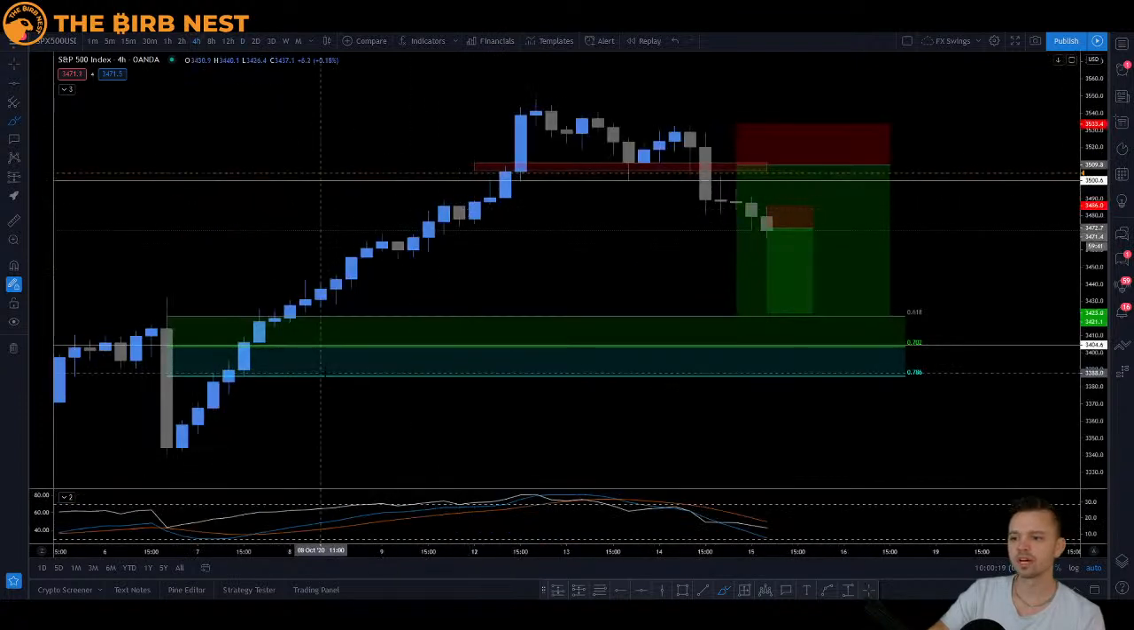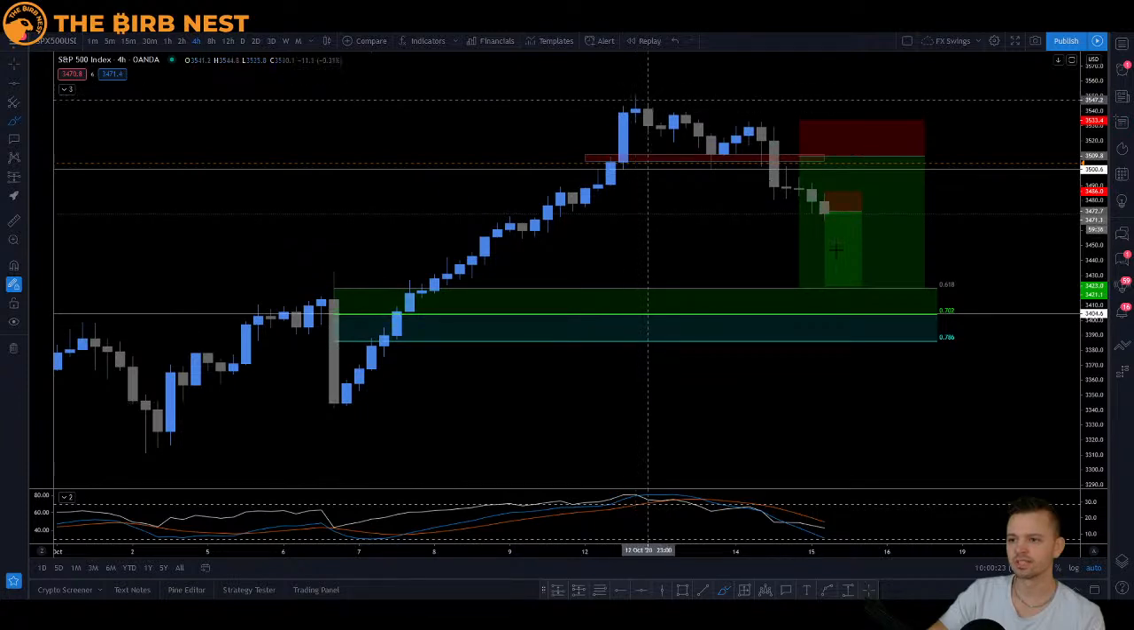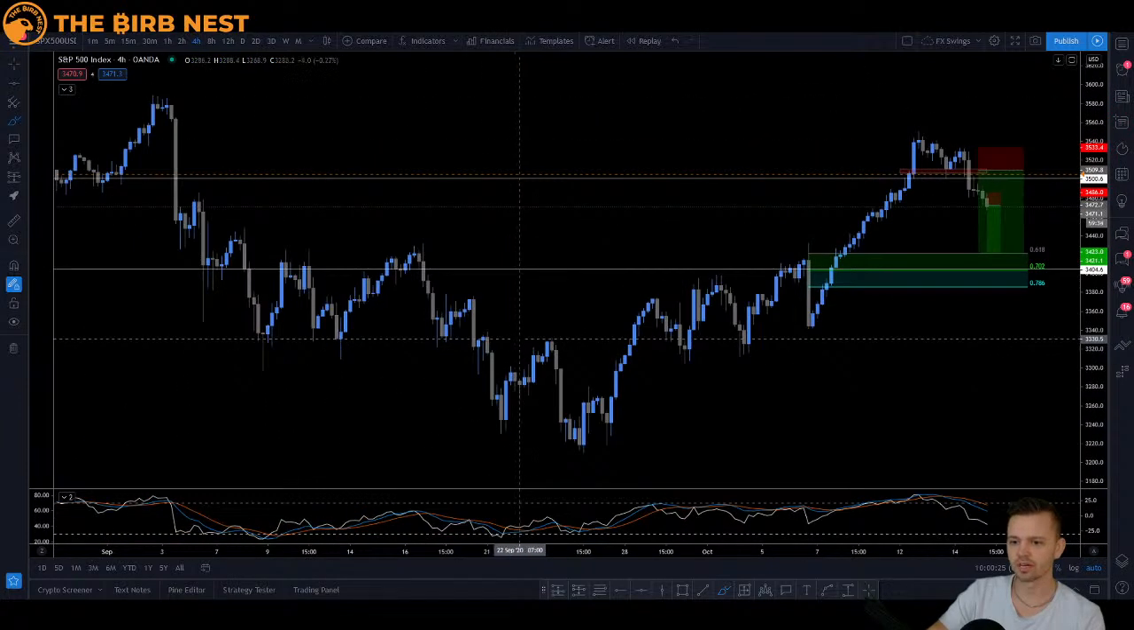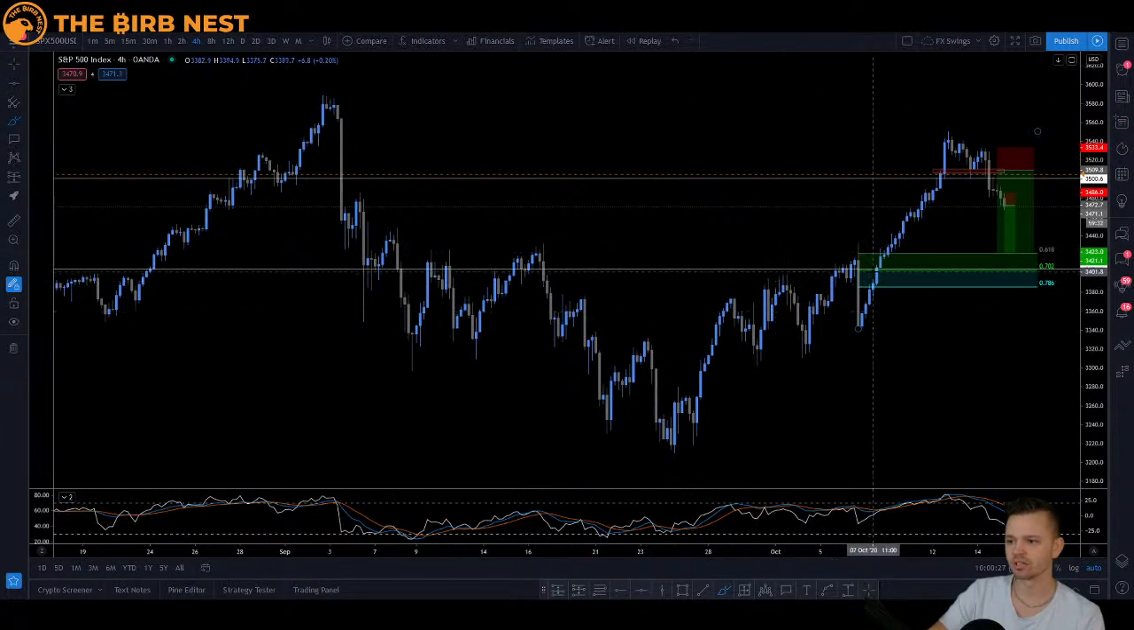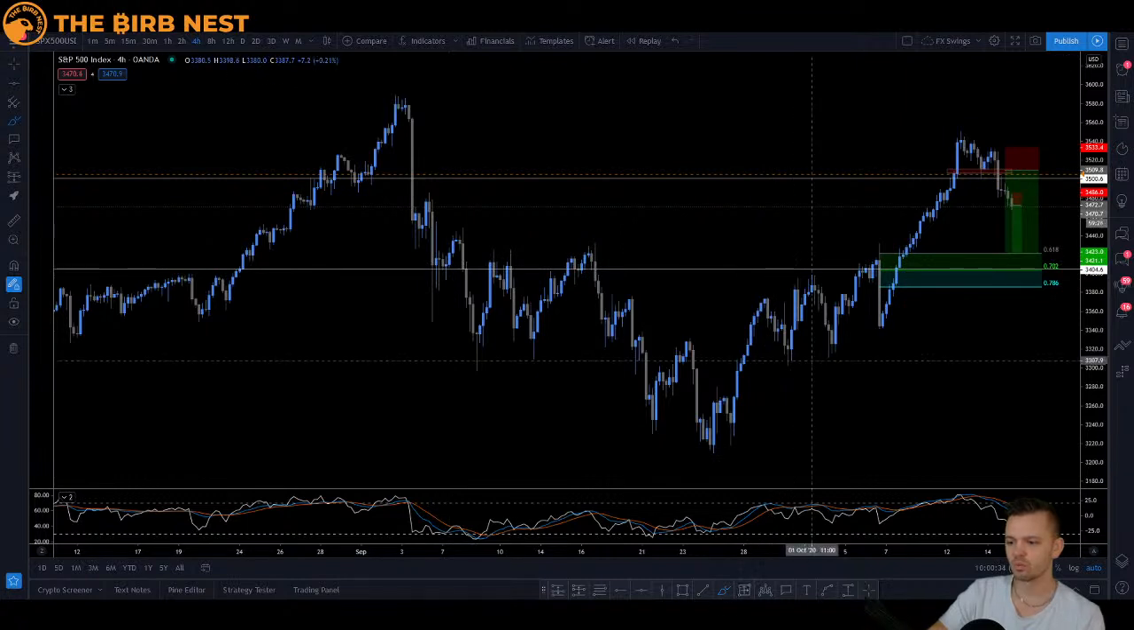So I measured that using, for this move right here. So that low to this high creates the RLC right here, which is confluent with a pretty nice SR level. This, in my opinion, is where you broke the medium to high time frame bearish market structure when you came above.